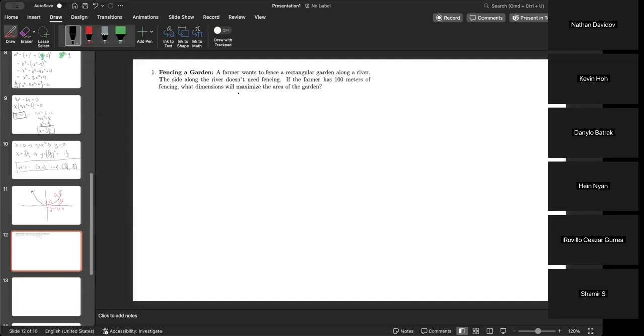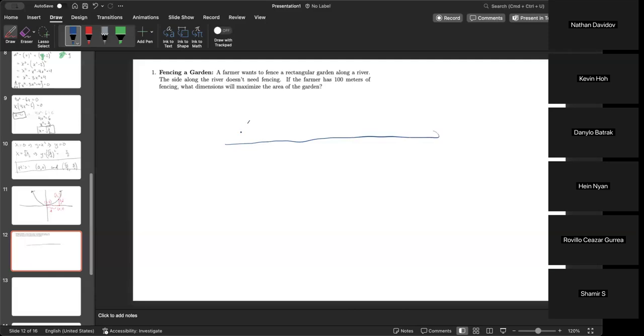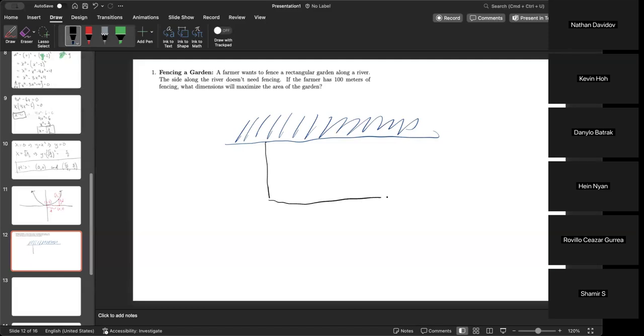All right, so a farmer wants to fence a rectangular garden along a river. The side along the river doesn't need fencing. If the farmer has 100 meters of fencing, what dimensions will maximize the area of the garden? So this is a pretty standard question. So here's a riverbank. Okay, this is a river, and the farmer wants to make a fence. He doesn't need fencing along the riverbank. He wants to make this rectangular fence.